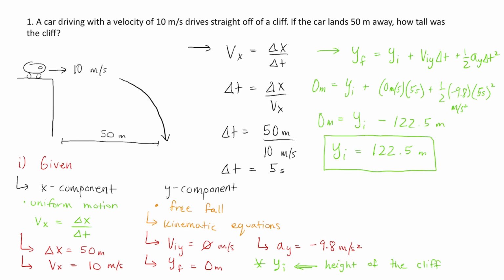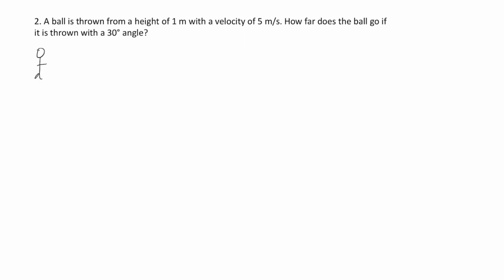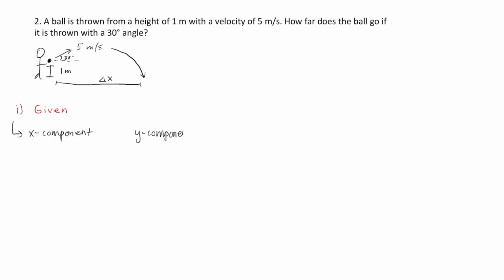Now let's move on to our second question. In this question, we have a ball, which is being thrown from a height of 1 meter with a velocity of 5 meters per second. And we want to know how far does the ball go if it is thrown with a 30-degree angle. And now again, this is a projectile motion question, and the first thing I like to do is write what was given. We know we will have an x component and a y component.